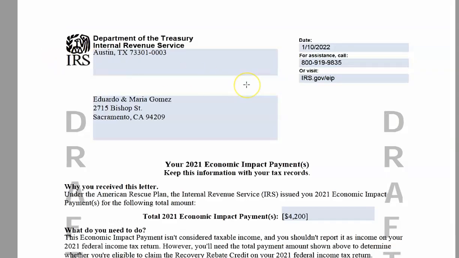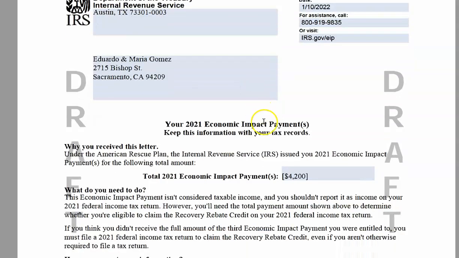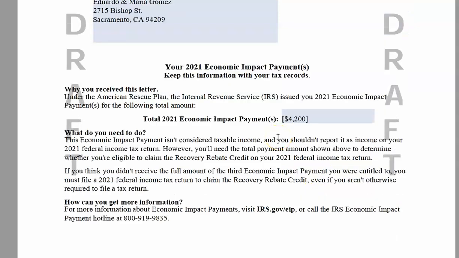And here's a letter from the IRS saying that the Gomezes got $4,200 in EIP. This is helpful, but it is not required. If the taxpayer, in this case, were to say they had gotten $2,800, we would file the tax return asking for another $1,400, and we would warn the taxpayer that the IRS will do a reconciliation before they send that $1,400 or any other part refund to the taxpayer. So that's going to slow things down.